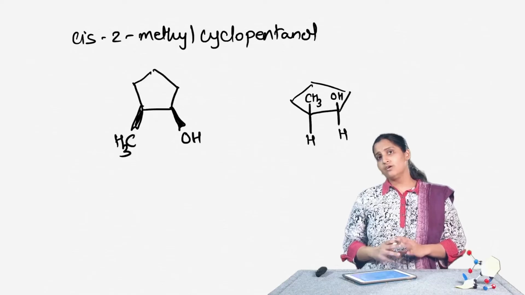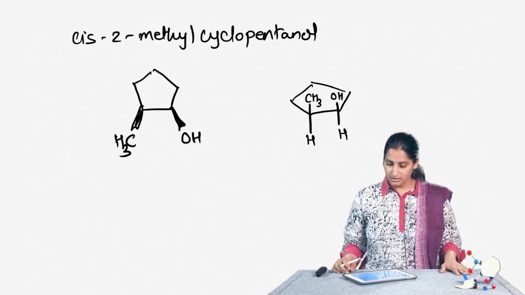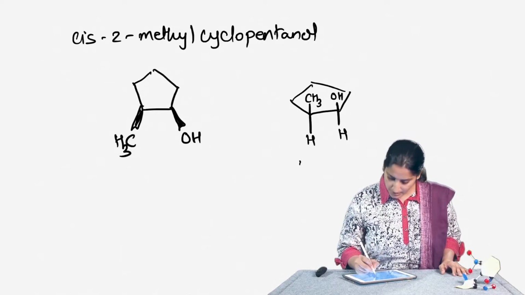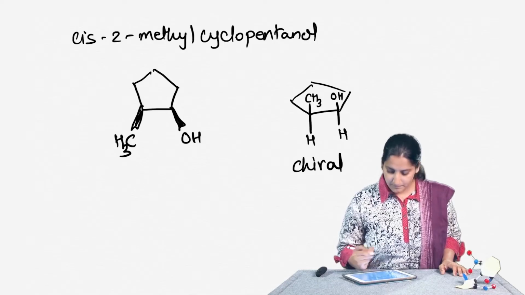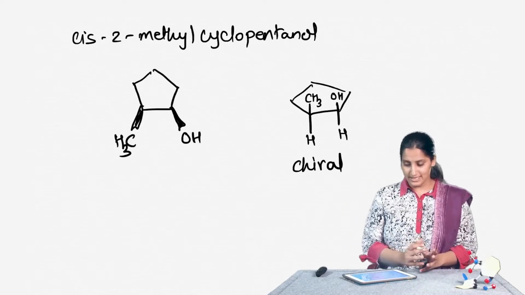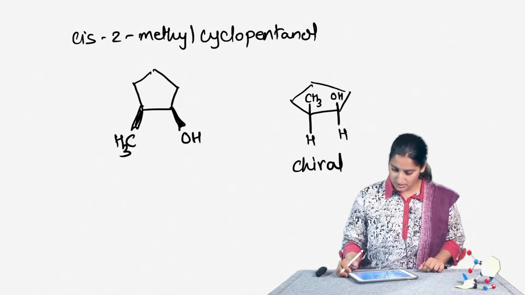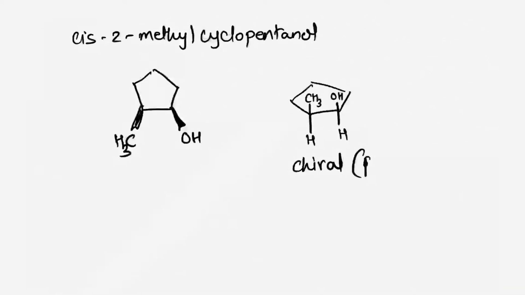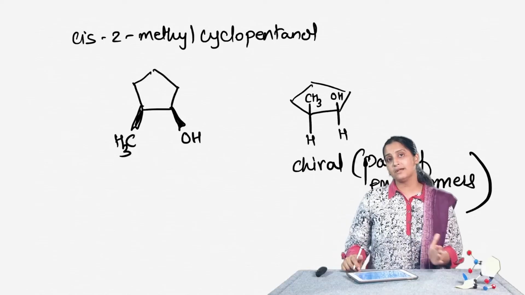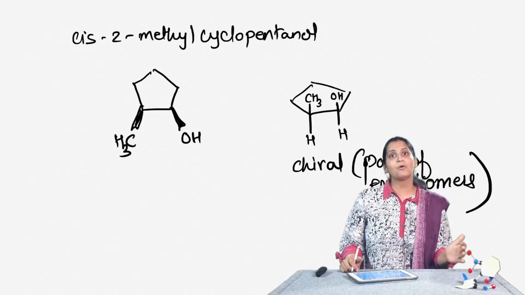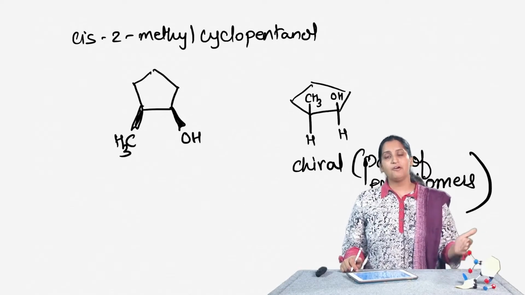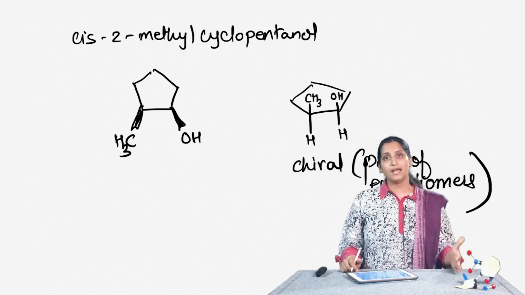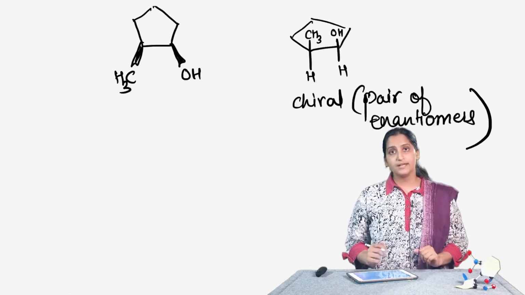As you can see, this molecule does not have a plane of symmetry. So, this will be a chiral compound, okay. It has chiral centers, it does not have a plane of symmetry. In fact, it will exist as a pair of enantiomers. So, cis 2-methyl cyclopentanol really means that I have both the enantiomers with me. If I have to specify which one, then I may have to specify whether it is R or S. Let us go to the next one.